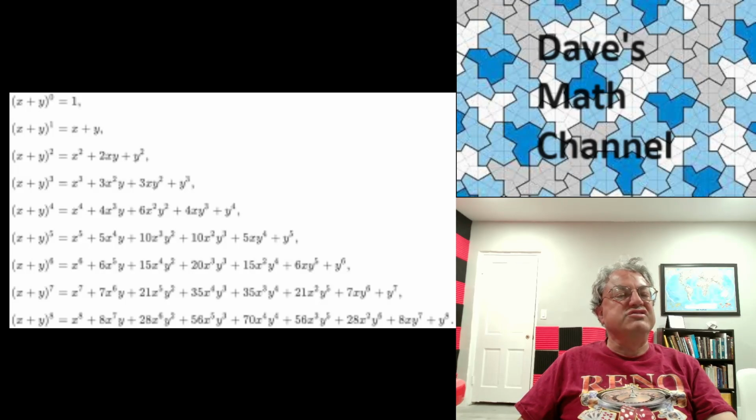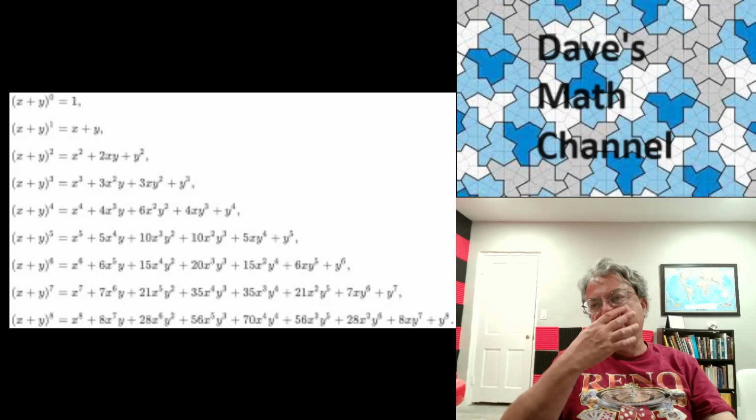And so x plus y to the 0th power is 1. That's pretty obvious because anything to the 0th power is 1. And x plus y to the first power is just x plus y, because anything to the first power is equal to itself. But then what if you want to do x plus y quantity squared? Well, then you'll notice that the numbers that go in front of all the products of powers of x and powers of y are nothing but binomial coefficients. They're nothing but the numbers in Pascal's triangle.